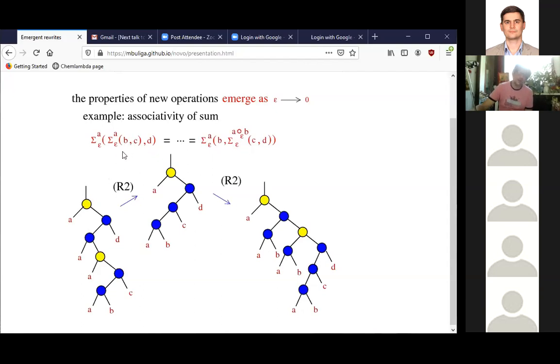So if you want to prove that B plus C, say, plus D, is equal to B plus C plus D, then if we represent them as graphs, there you recognize the sum. This is a sum. This is the second sum. This is the second sum. And this is the first sum. Okay? Now, if you look here, we can apply a Reidemeister move to rewrite, and we arrive at this graph.